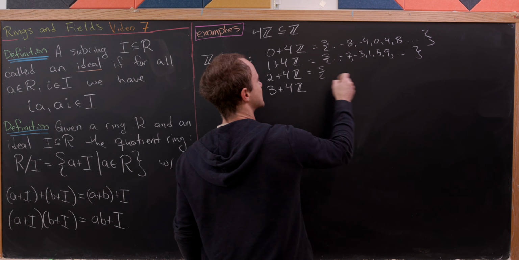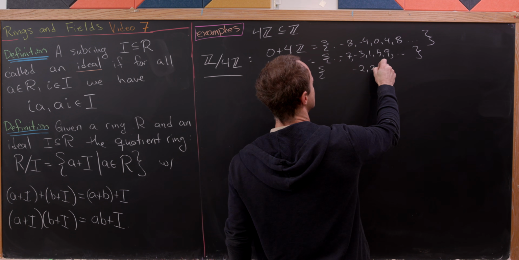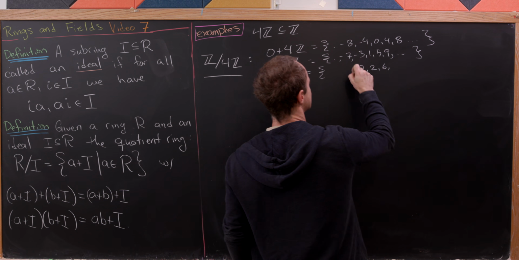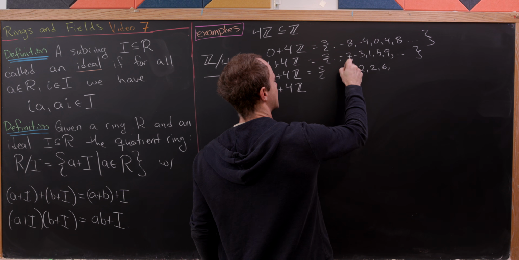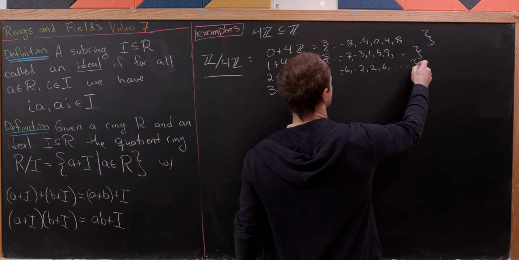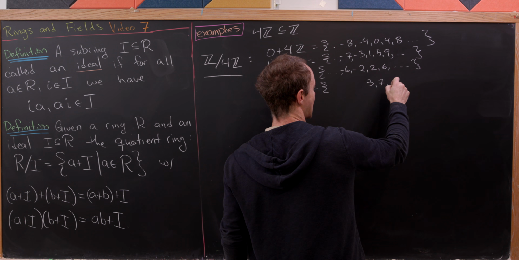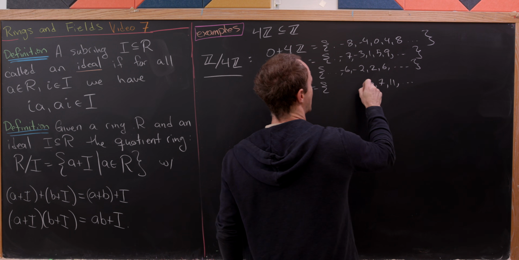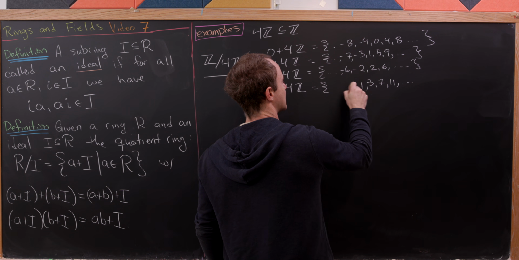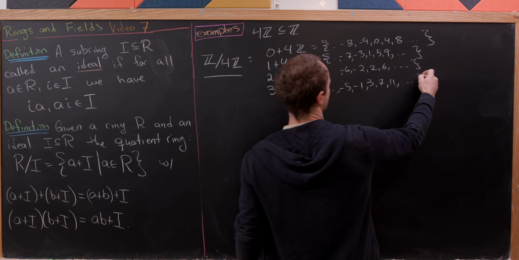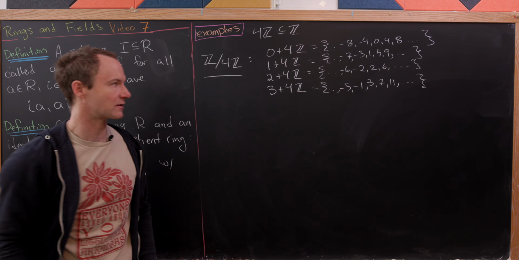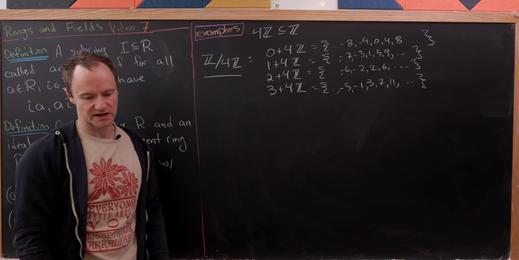This 2 plus 4z would be like -2, 2, and then let's see, 6 in that direction, and then -6 in that direction, so on and so forth. And then this 3 plus 4z would give us like 3, 7, 11 in the positive direction, and then -1, -5, so on and so forth in the negative direction. So that would be writing out some elements of these cosets.